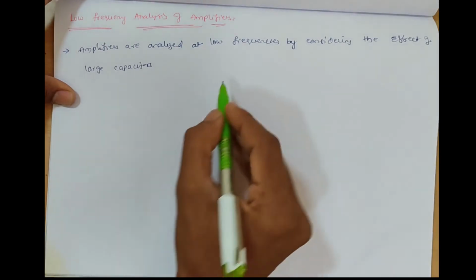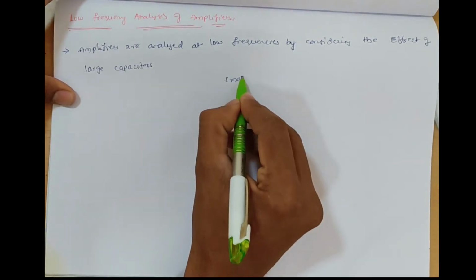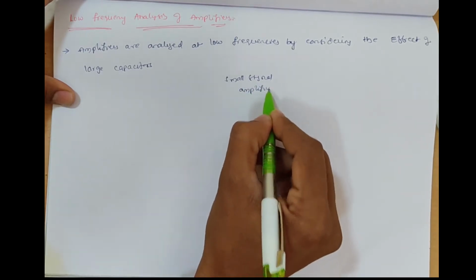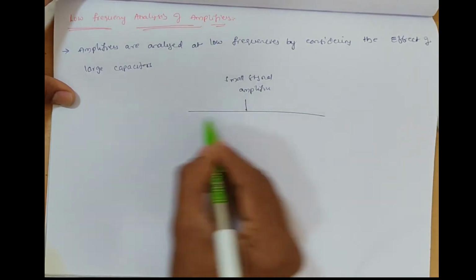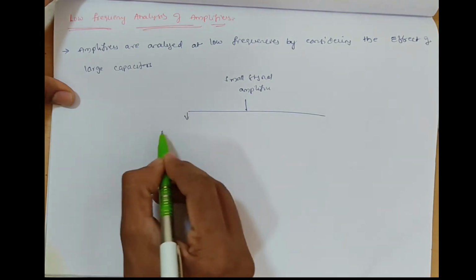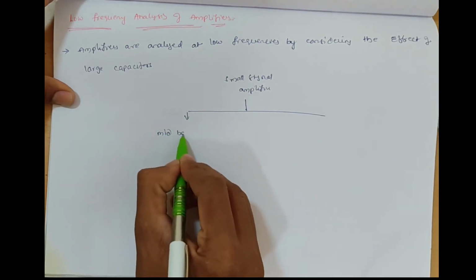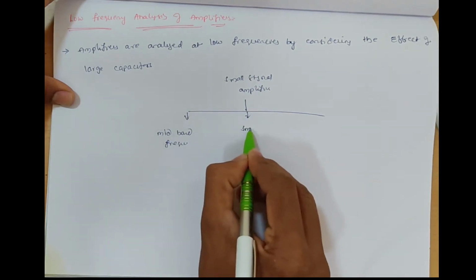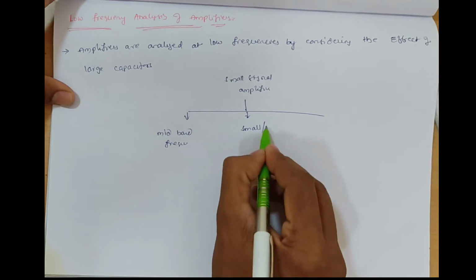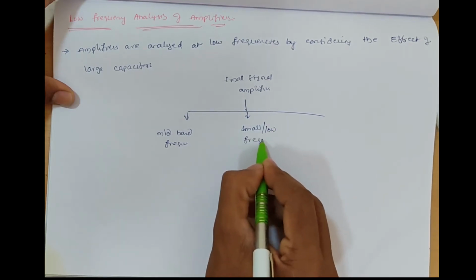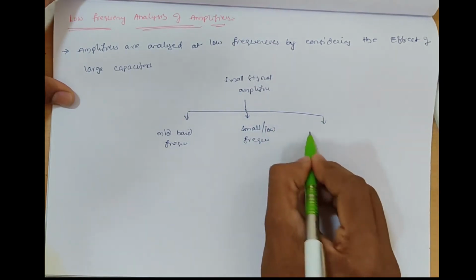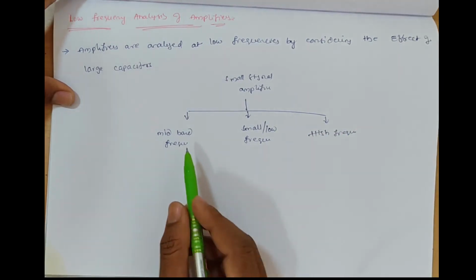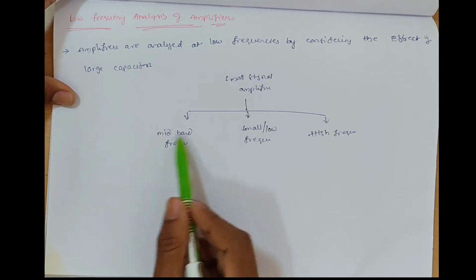So in small signal amplifiers, we know we are operating in three frequencies. One is mid-band frequencies or mid frequencies, another one is small frequency or low frequencies, and third one is higher frequencies. Till now we analyzed the amplifiers at the mid-band frequencies.